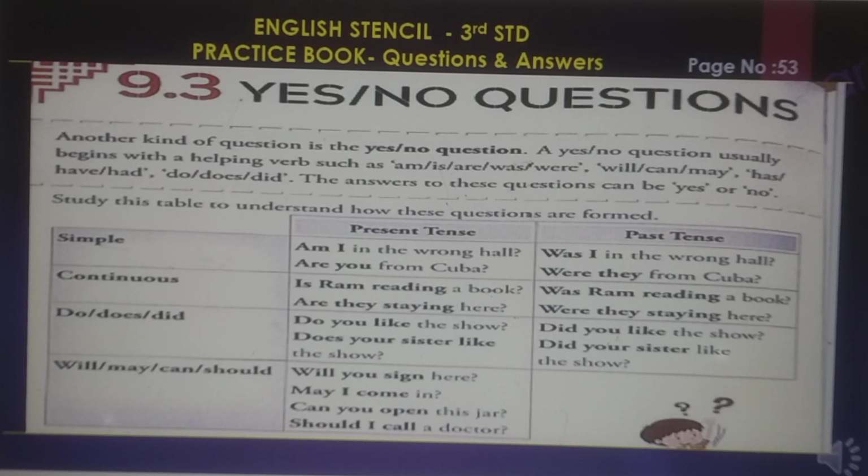Am I in the wrong hall? Are you from Cuba? Was I in the wrong hall? Were they from Cuba? The answer of present tense. Am I in the wrong hall? Was I in the wrong hall? Are you from Cuba? Were they from Cuba? The continuous: Is Ram reading a book? Past tense, the past continuous form. Was Ram reading a book? Are they staying there? Were they staying there?